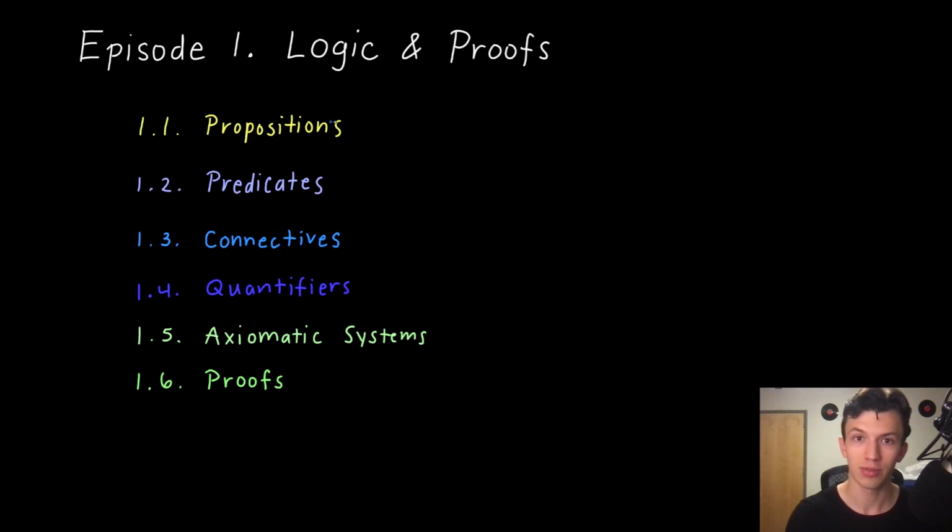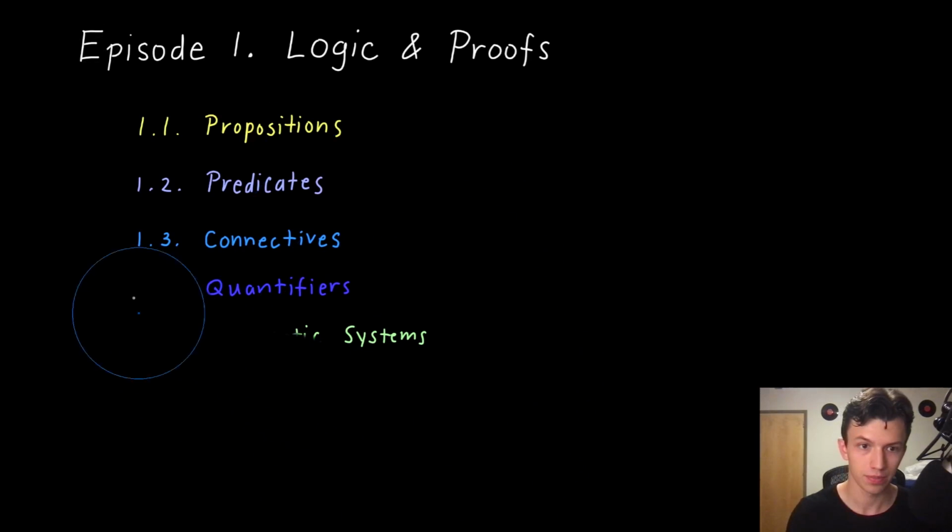But other than that, let's get right into it. So this is episode 1, logic and proofs, and we'll be talking about propositions, predicates, and then we'll go into connectives, quantifiers, and then we'll jump over for a little bit, we'll talk about axiomatic systems and proofs, and that will be the video. So let's start out with propositions.